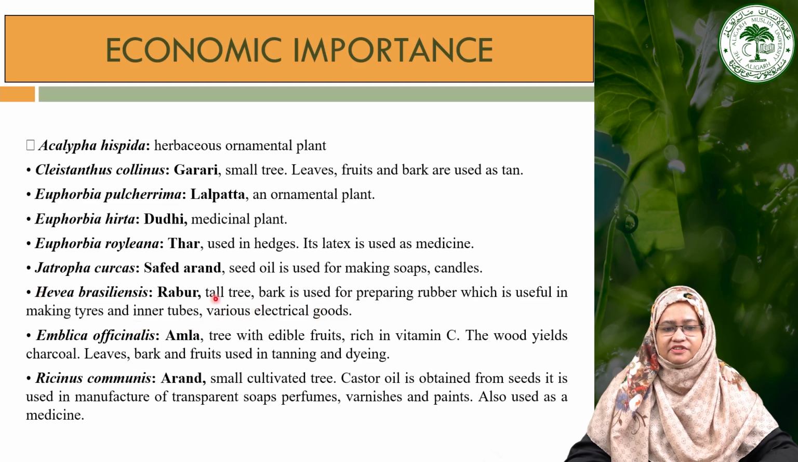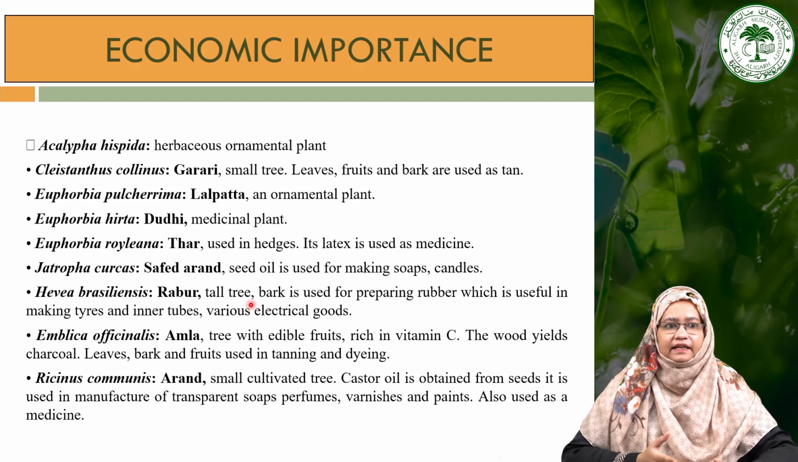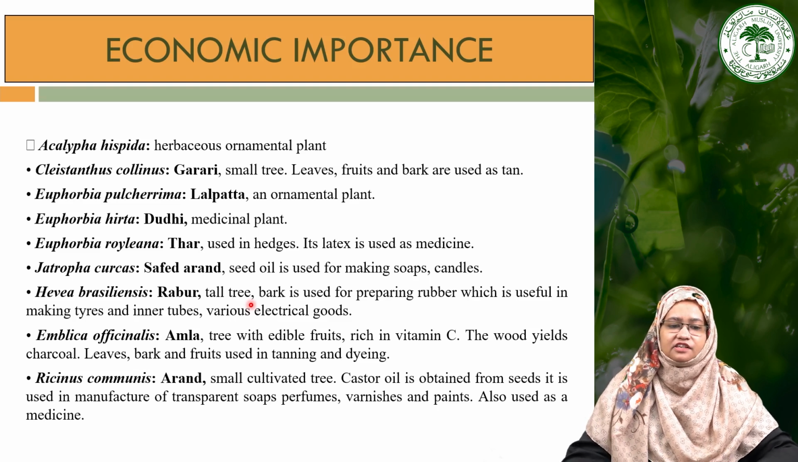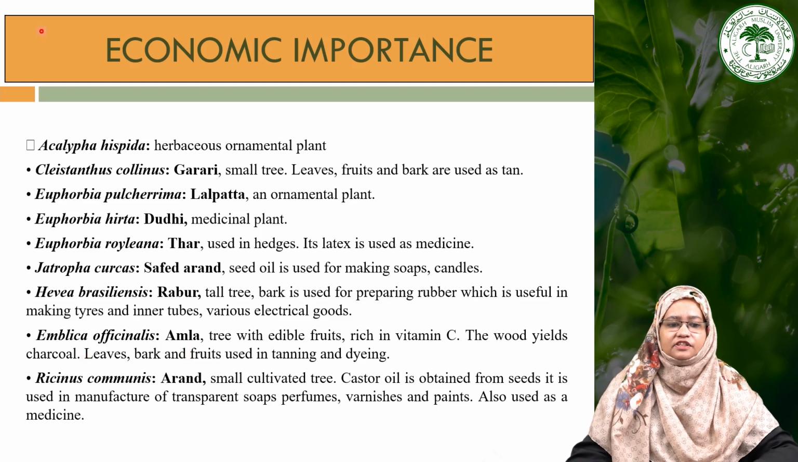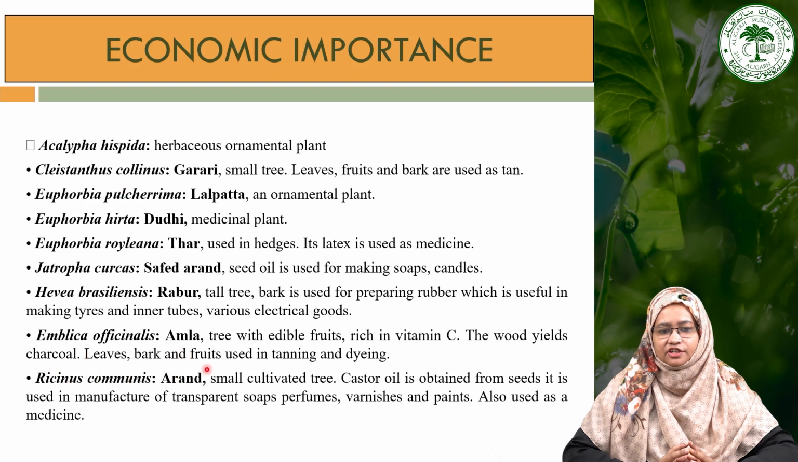So for Hevea, the stem of this plant yields the latex. This is obtained from the stem by cutting a section. There is a detailed process of obtaining the latex from Hevea. It is a large tree from which the latex is obtained, which is used in many automobile industries. And the next is Emblica officinalis, which is commonly called amla. This yields a fruit that is very rich in vitamin C, and the wood also yields charcoal, and the leaves, bark and fruits are used in the tanning and dyeing industry.